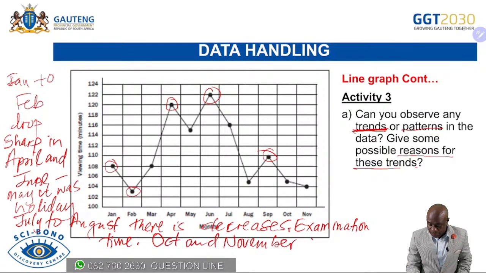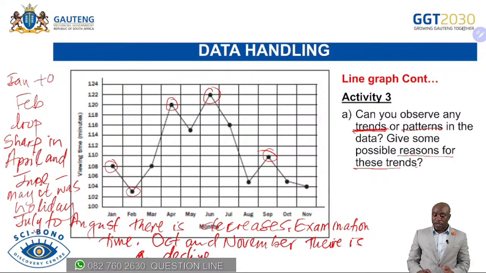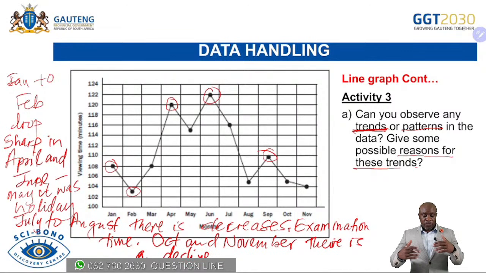There is a decrease. There is a decline. I want to use different words so that you remember. Decline, decrease, drop, sharp increase, gradual increase, or steady increase. Those are the words that you must use to describe trends. And I've also given the reasons for those patterns, for those changes.